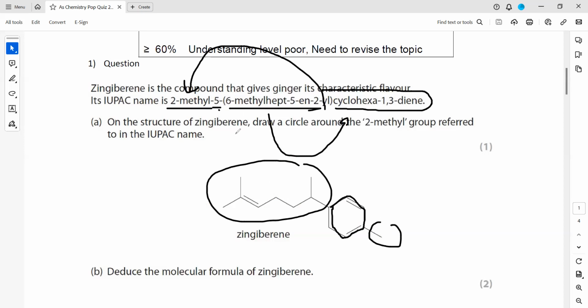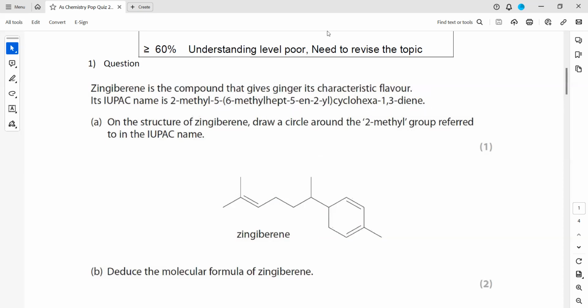In the question, we have to circle the methyl group, the 2-methyl group referred to in the IUPAC name. So this group which is referred to here, the 2-methyl group, means the second carbon of cyclohexa-1,3-diene, which is having a methyl. Yes, the main structure is always at the end.